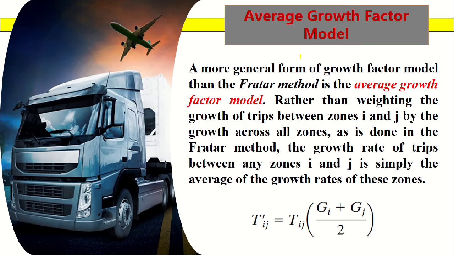So, next is the average growth factor model. A more general form of growth factor model than the Fratar method is the average growth factor model. Rather than weighting the growth of trips between zones I and J by the growth across all zones, as is done in the Fratar method, the growth weight of trips between any zone I and J is simply the average of the growth weights of this zone, which is mathematically expressed as the average Tij is equal to Tij multiplied by Gi plus Gj over 2.